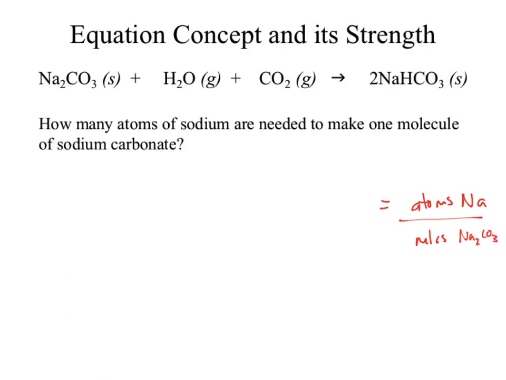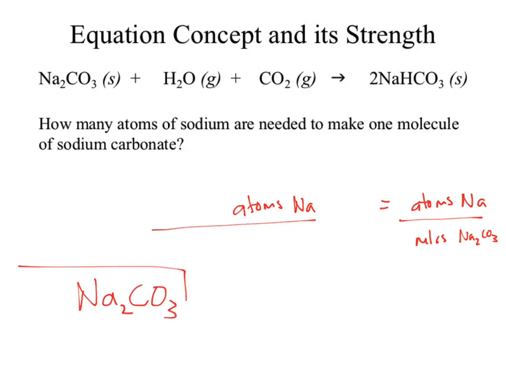So what do I want to start with? Okay, I want atoms of sodium. And the given information is sodium carbonate, which you're responsible for being able to say Na2CO3, right? That's our nomenclature. So that's our given information. How do I get atoms of sodium from that?